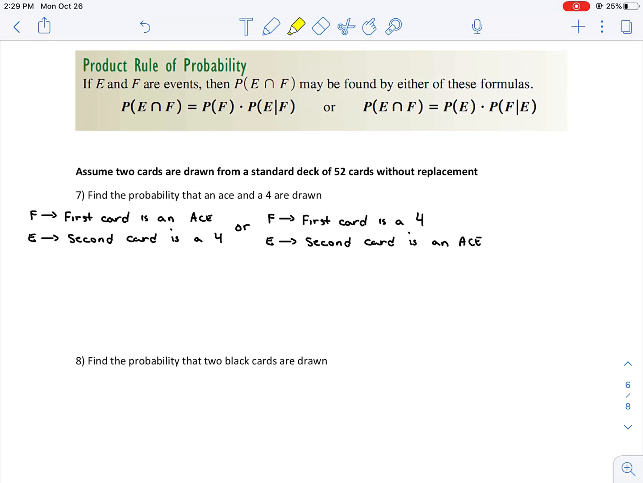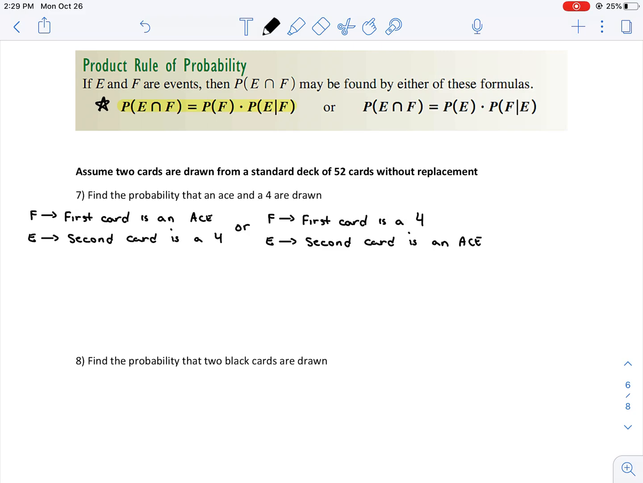We'll start with the product rule. If E and F are events, then the probability of the intersection of E and F may be found by either of these formulas. And I'm going to highlight them now. Notice that each of those formulas contains a conditional probability statement. However, I'm only going to use the formula on the left.